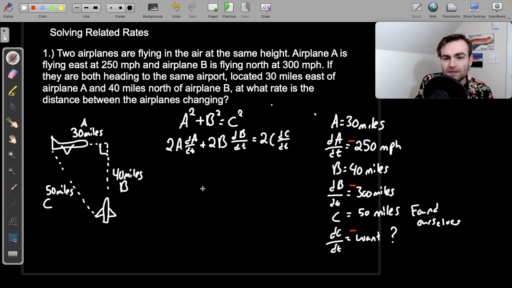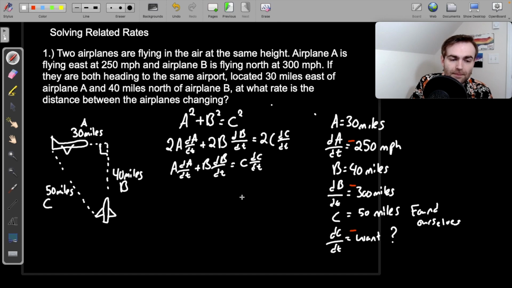So the first thing I'm going to do before I plug anything in is you have a 2, you have a 2, and you have a 2. Let's divide everything by 2. So that gives us A dA dt plus B dB dt is equal to C dC dt.